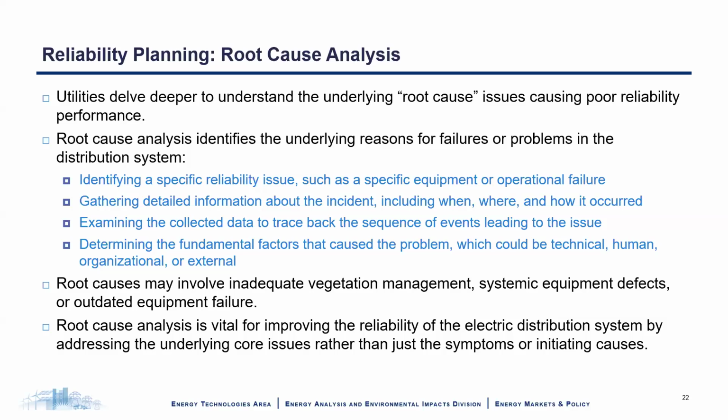That would be causing poor reliability. This root cause analysis identifies the underlying reasons for the failures. So we look specifically at what the issue is. It could be a piece of equipment that's driving operational failures, could be a process as well. It can range in terms of what the issues are.